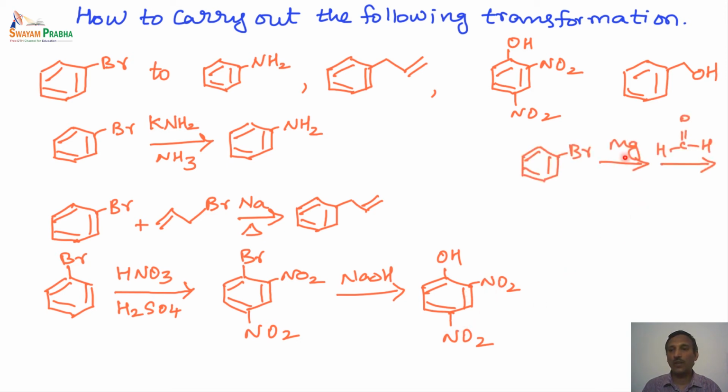And the last one we have earlier seen, the Grignard reaction is the best one for the preparation of benzylic alcohol. So formaldehyde, when treated with the phenyl magnesium bromide followed by acidic workup, gives the benzyl alcohol. So that way bromobenzene can be converted to the various compounds as shown here.